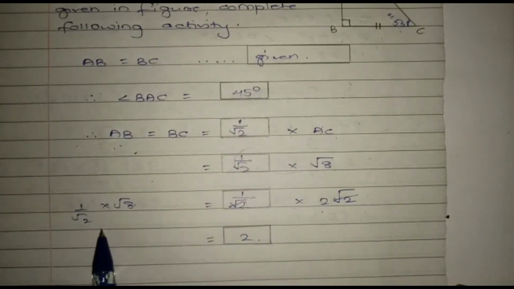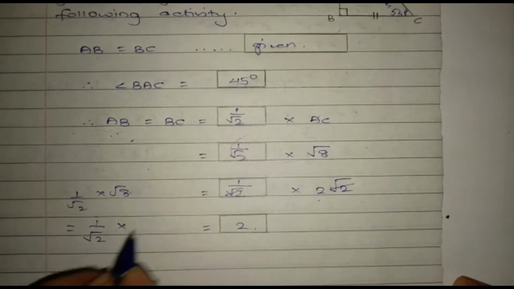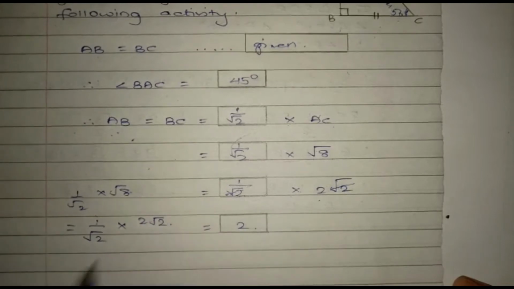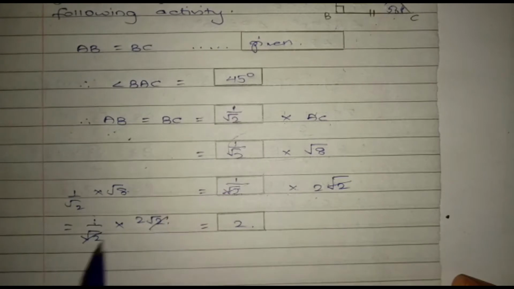This was 1 upon root 2 into root 8, which gave us 1 upon root 2 into 2 root 2. So this root 2 and root 2 got cancelled and we got 2 into 1, which is equal to 2.